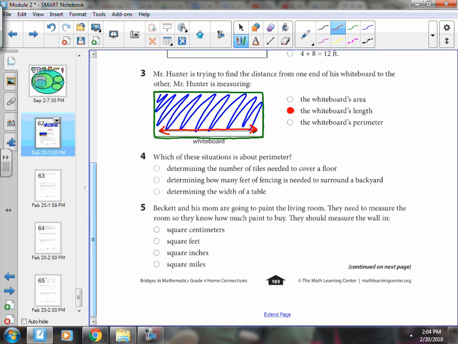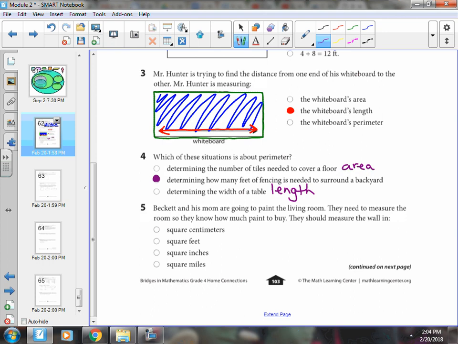Number 4, which of these situations is about perimeter? The number of tiles needed to cover the floor, that would be area, right? How much space is on the floor. How much fence goes around a backyard? There's perimeter. And the width of a table, that's just a unit of length.